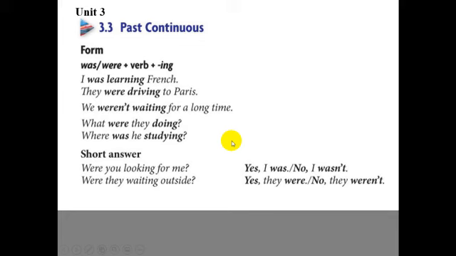Now, let me illustrate the past continuous forms, which consists of verb to be, was, were, plus the main verb plus ing. I was learning French. For the positive sentences, we weren't waiting for a long time for negative sentence. What were they doing for the question, and for a short answer, were you looking for me? Yes, I was. No, I wasn't.